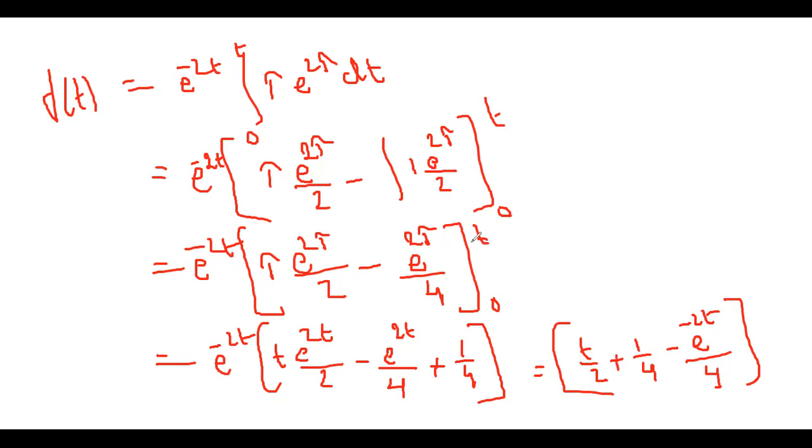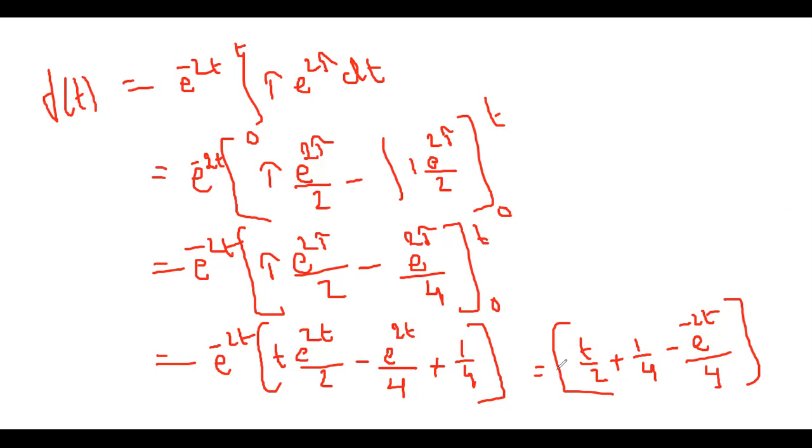When I substitute the upper limit, it becomes a positive value, and when you substitute the lower limit, you get negative values. Got it, my dear students? Now the answer is t by 2 mu of t, and 1 by 4 delta of t, and 1 by 4 e power minus 2t into mu of t.